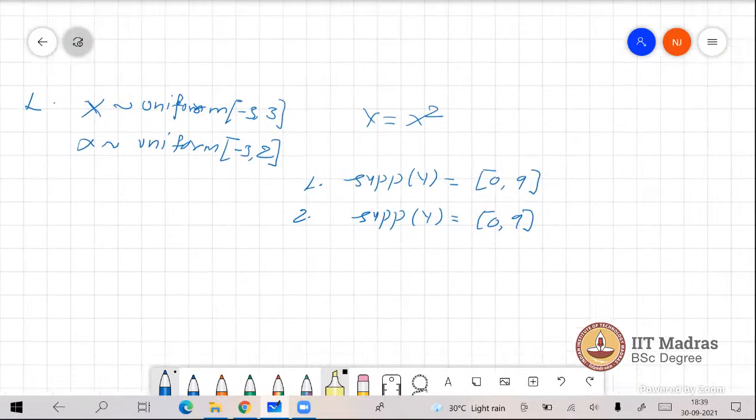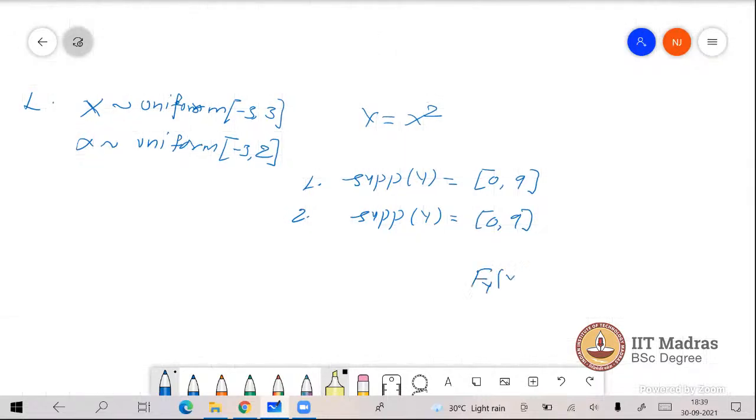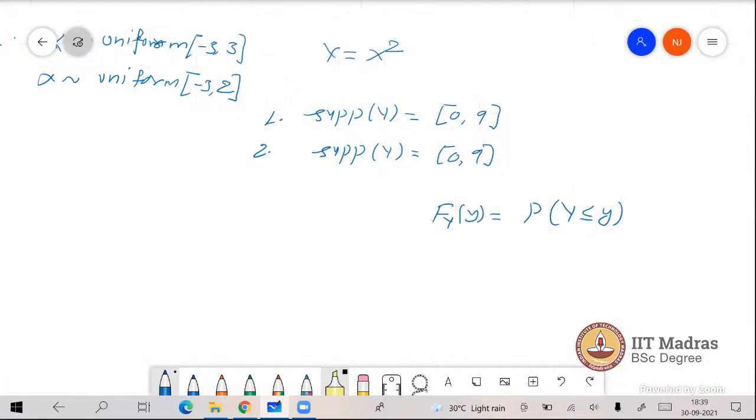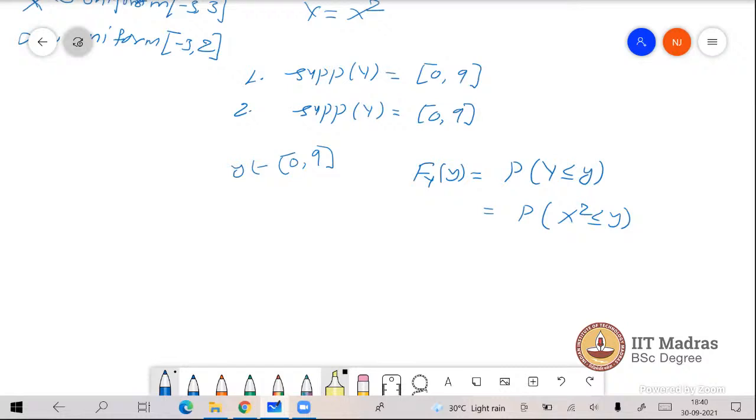Now I need to find the CDF. The second step is the CDF. So what is F of y in the first case? This is the same as the probability that Y is less than or equal to y, where y I have chosen in 0 to 9. So this is the same as the probability that x square is less than or equal to y, right? I've just converted Y into a function of x square. Now I can write it as P of minus root y less than or equal to x less than or equal to root y, right?